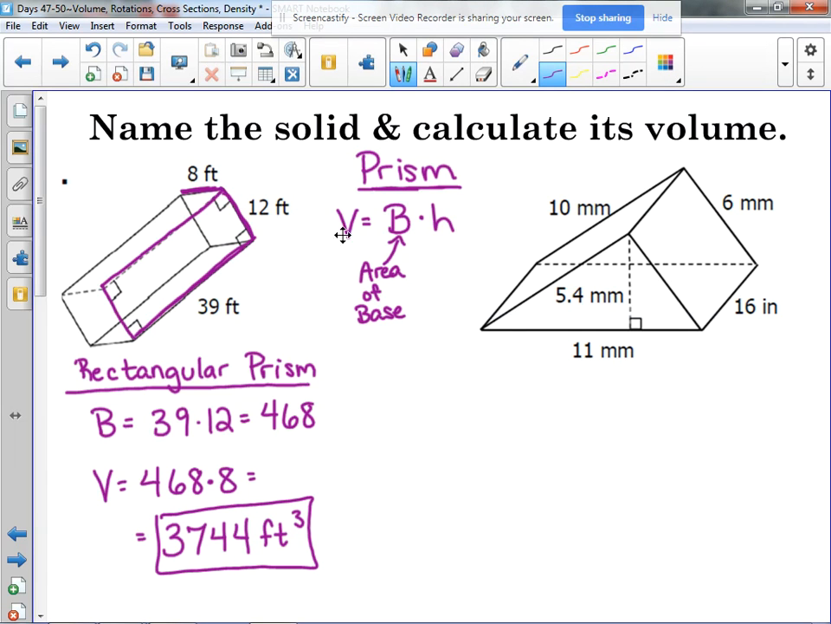Now, obviously, you could have just done length times width times height. Okay, you would have gotten the same answer, 39 times 12 times 8. But I want to do it from this perspective so that we can apply it to any prism. All right, so let's look at that triangular figure over there. So that is obviously a triangular prism.